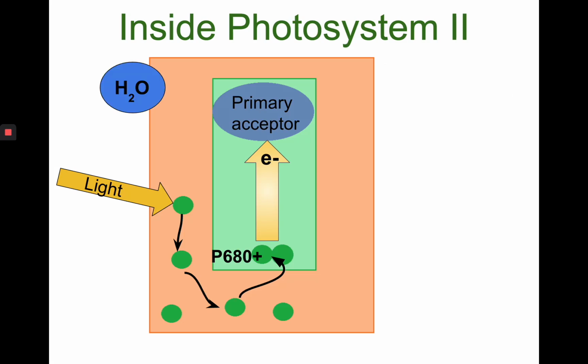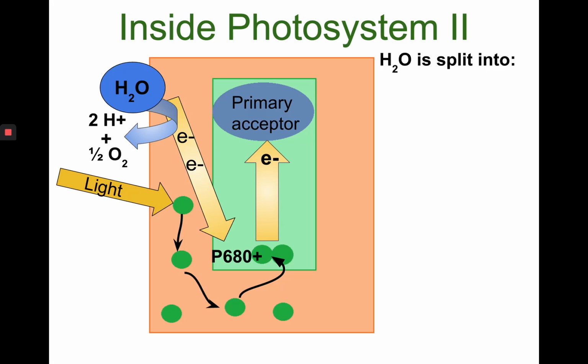So how do we replenish this? Because we lost an electron, we need that electron back in order to keep this system going. This is where water comes in. Water is going to be split into hydrogen ions and oxygen, but it's also going to release its electrons. And those electrons are going to be used to replenish the reaction center. So we're going to reduce P680+, and it's going to become P680 again.